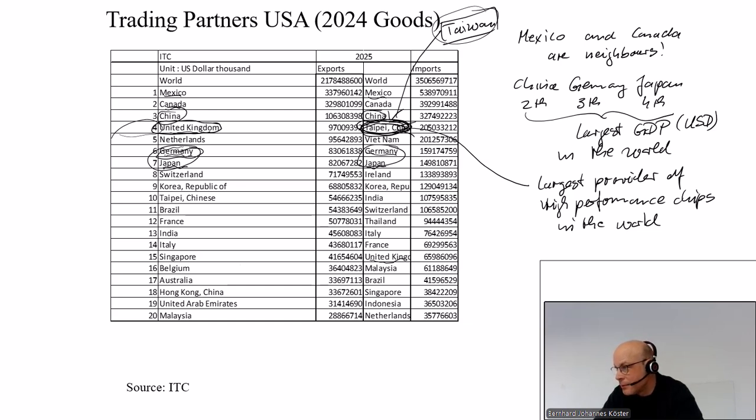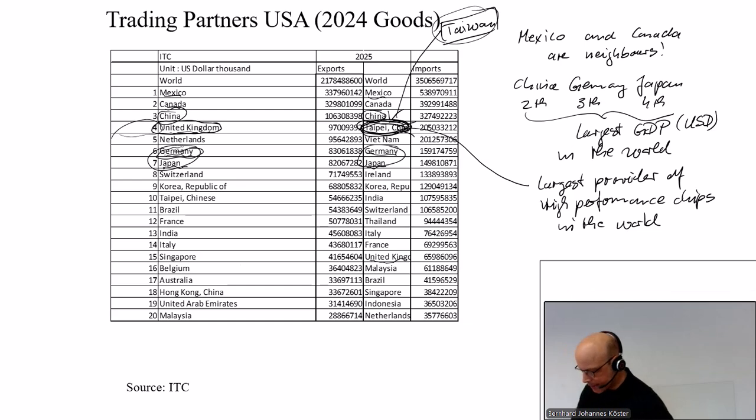But in general, why is it maybe easier to trade goods between UK and the United States compared to Germany and the United States? You know from me that I quite often make historical arguments.